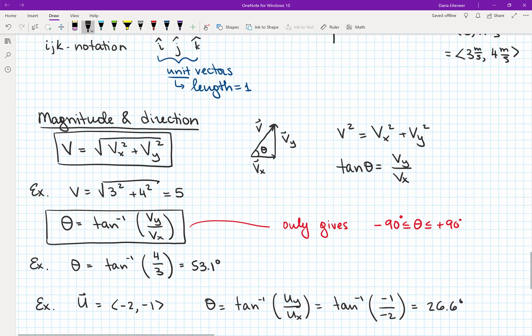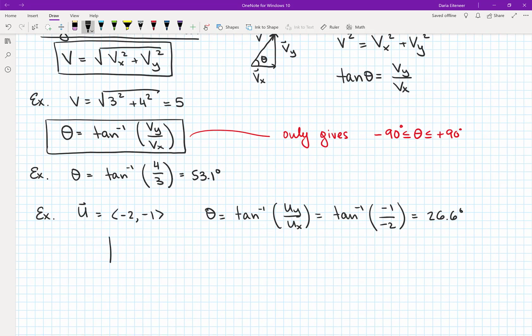This vector u is in the third quadrant, right? So what you're getting here is a reference angle of 26.6 degrees. So then you would give the answer as 26.6 degrees below the negative x-axis. Okay, and that would be your answer for that.